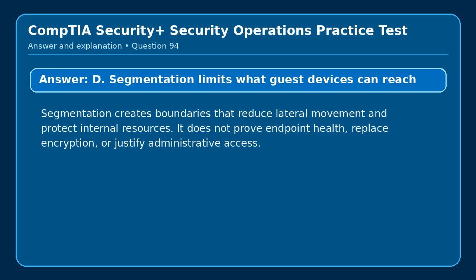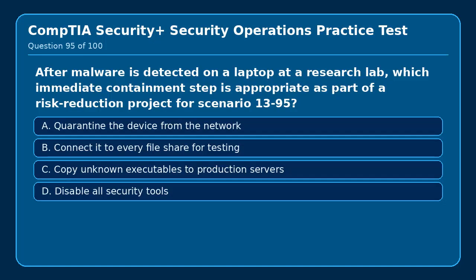The answer is D. Address the actively exploited internet-facing vulnerability first. Exploit activity and exposure increase likelihood, so they should strongly influence remediation priority. Alphabetical order, ignoring intelligence, and low-value only patching do not reflect risk.